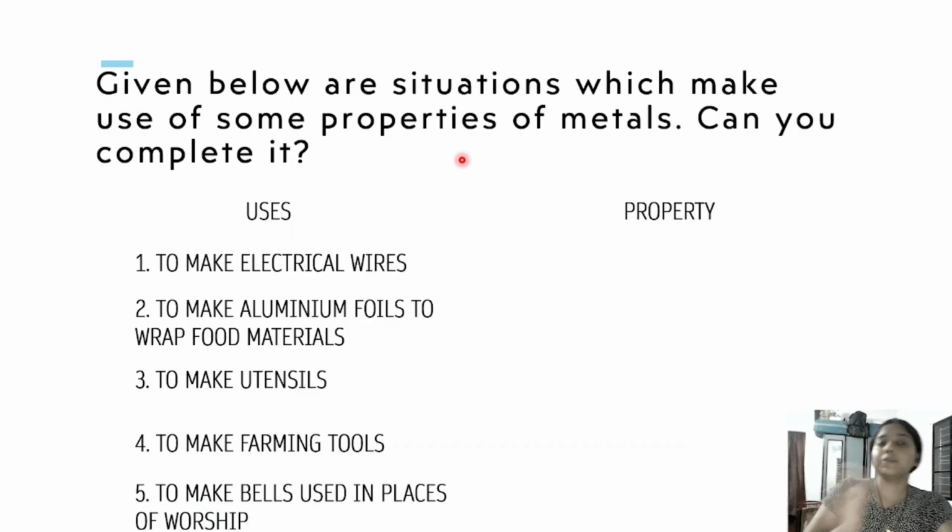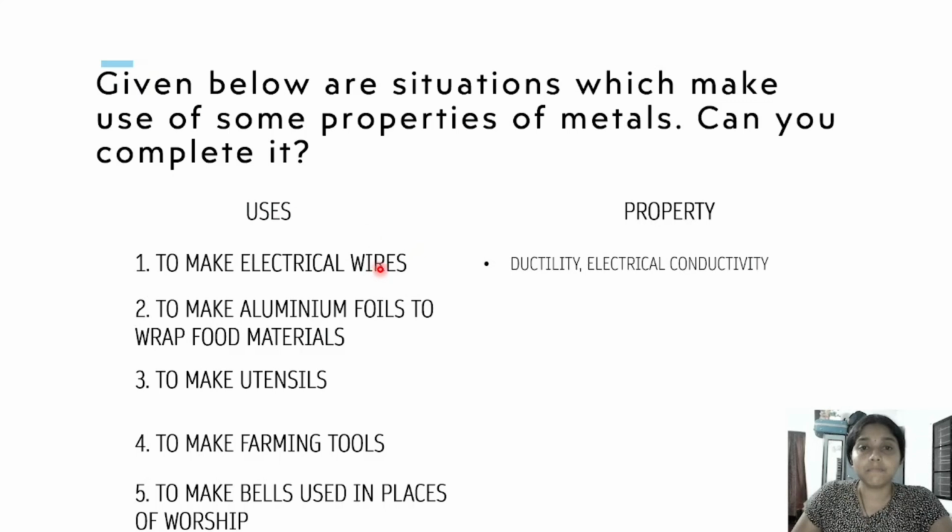Now I am giving a problem which you have to complete. Given below are situations which make use of some properties of metal. Can you complete it? Uses: to make electrical wires. Which are the properties we use to make electrical wires? Yes, ductility and electrical conductivity. Very good.